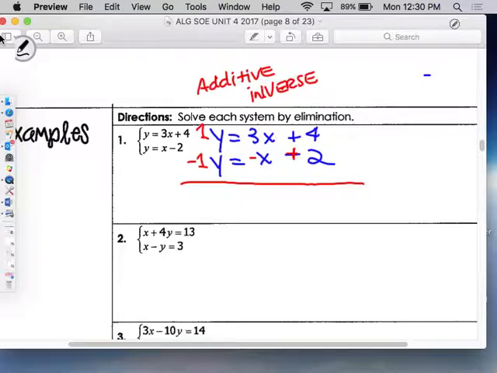So here I'm going to have +y and -y. So y is going to be the variable that's temporarily eliminated from the system. And that's why the method is called elimination. Then I move over, I copy the equal sign down.